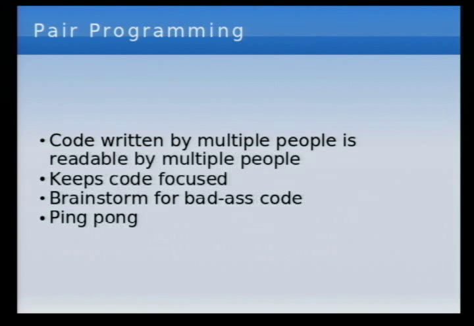But basically, pair programming is like a constant code review, effectively. And so the general thing to remember is that code written by 1 person is readable by 1 person. Code written by 2 people is readable by at least 2 people, 2 different people.